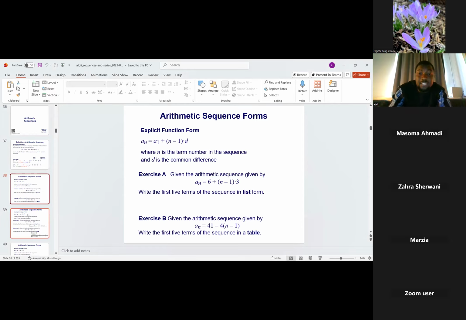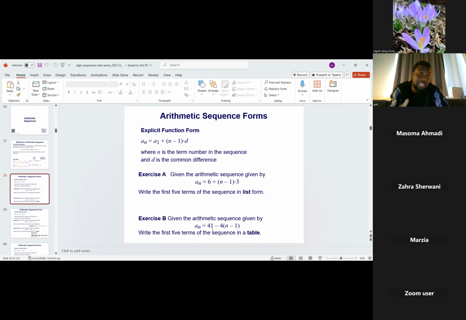So we have the second exercise also there. You can see it, given that the arithmetic sequence is given by the following formula, not in a table form. Just write it in a sub n form for me, in a list form: the first term, the second term, the third term, and the fourth term, only the first 4 terms instead of 5. Write down the first 4 terms of the second sequence. The second sequence is a sub n equals 41 minus 4 into n minus 1.